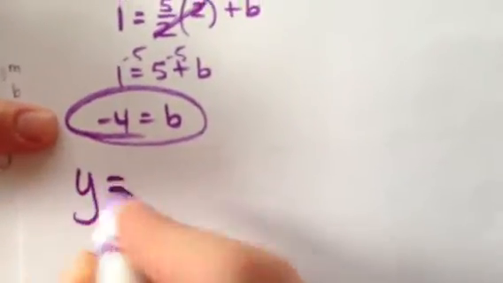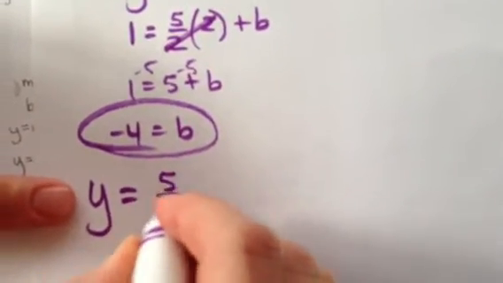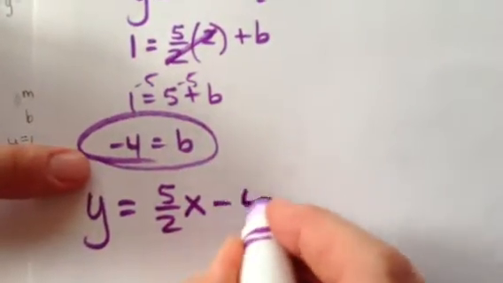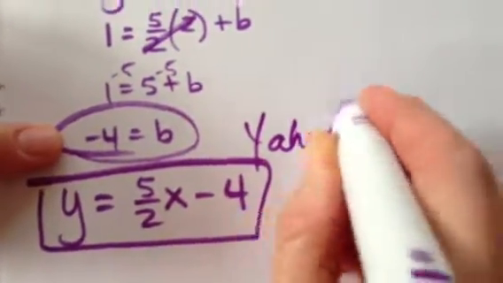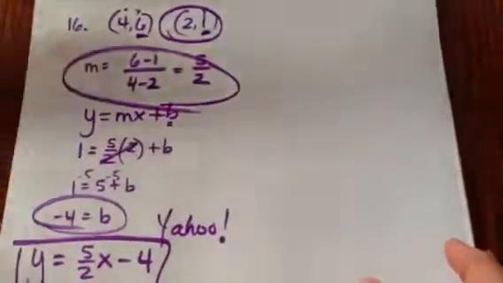Now I've got the 2 things I need. I got my slope. I got my b. Yahoo! So y equals, my slope is 5 halves, x minus 4. So there it is. Yahoo! Yeah, I can write Yahoo. Yahoo! I'm done.